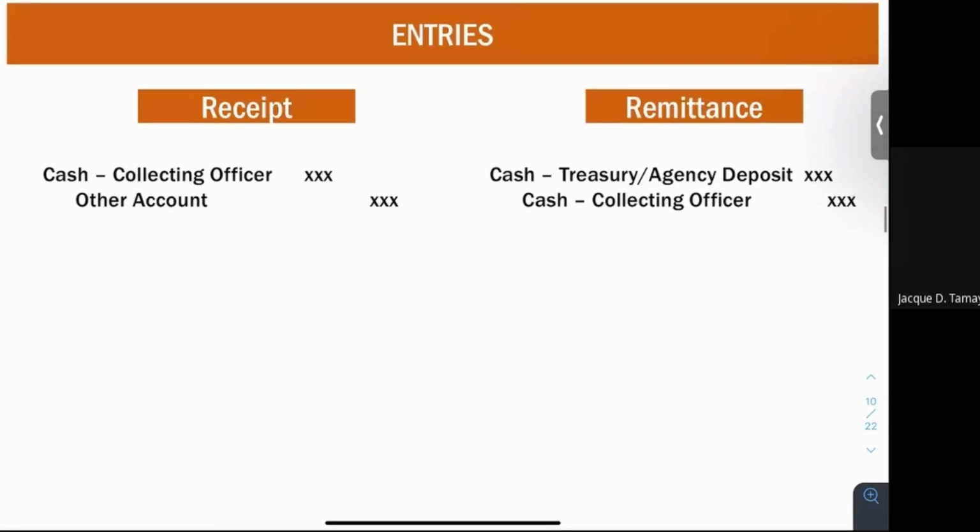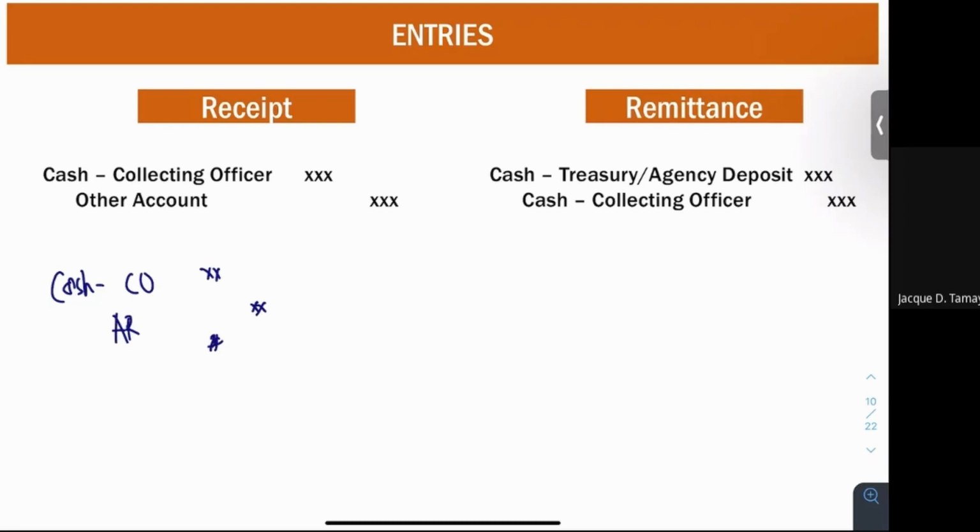Now, as to your entries, so your entry as to your receipt, you debit cash, collecting officer, and you credit other accounts. So let's say you collected an accounts receivable, then you debit cash, CO, and you credit accounts receivable. Okay, that's how we will record it.